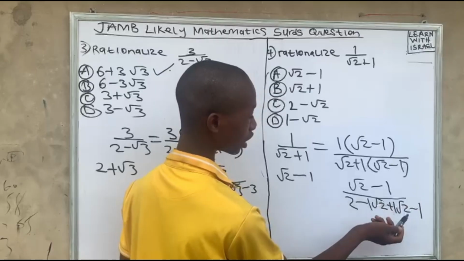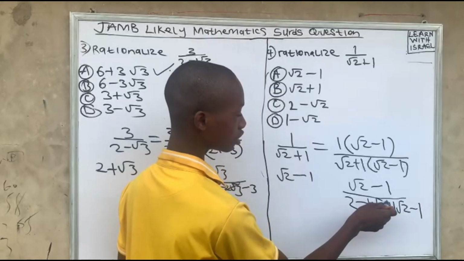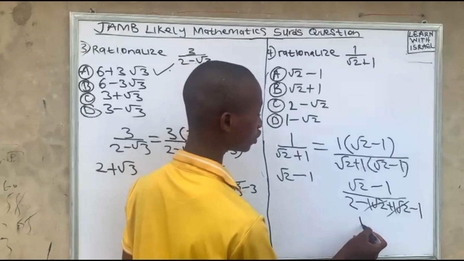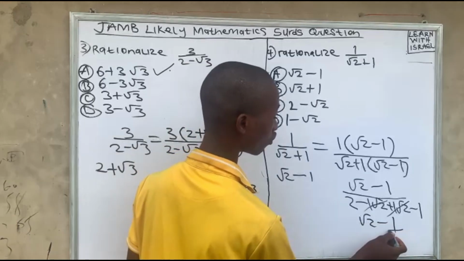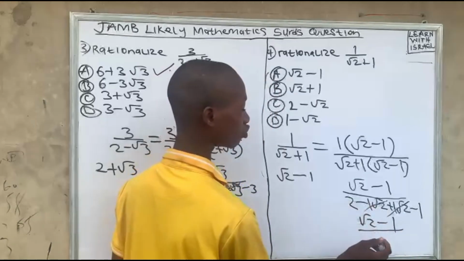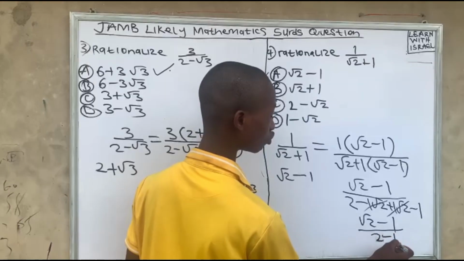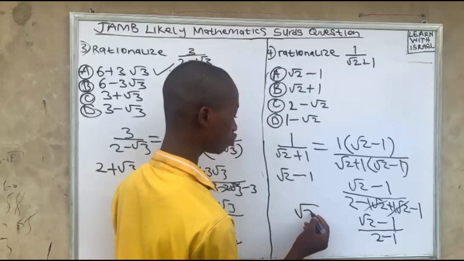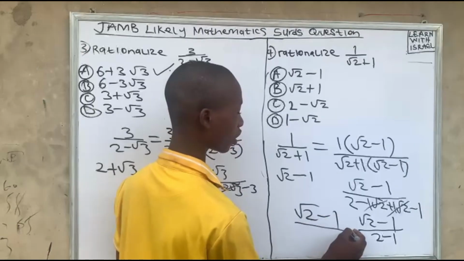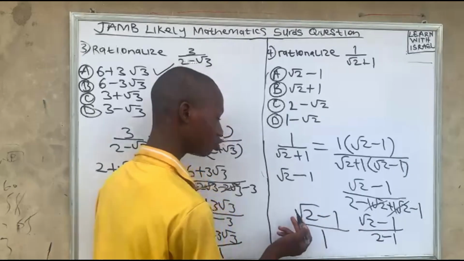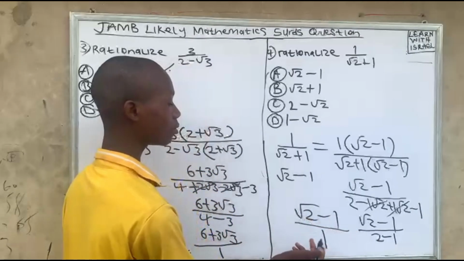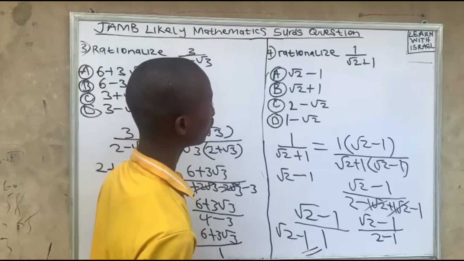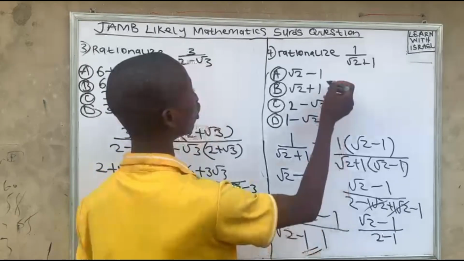As you can see, we have the same term here with opposite signs, so we can easily remove them. We'll be left with root 2 minus 1 over 2 minus 1, which is 1. So root 2 minus 1 divided by 1 will be root 2 minus 1. That's our final answer, and we can find that in option A.